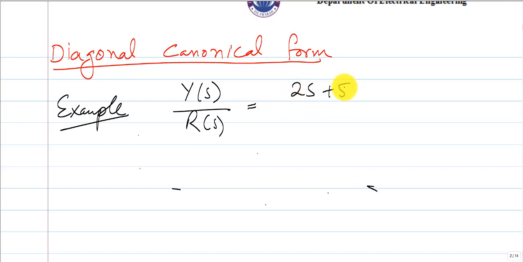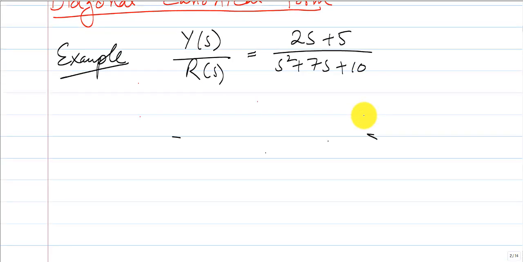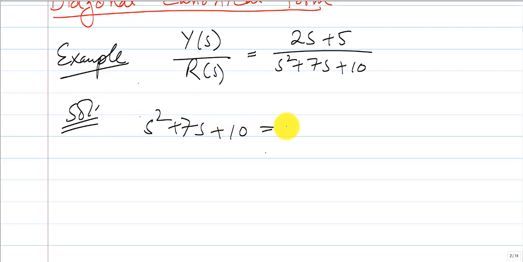It is (2s + 5) over (s^2 + 7s + 10). The first step is to find the roots of the denominator, which are known as the poles or the eigenvalues of the system. First of all, we need to calculate these eigenvalues, and then we will see how we use them. The characteristic equation of this system is s^2 + 7s + 10 = 0. It's a simple quadratic equation, so you can solve it in many ways. The solution of this equation is -2 and -5.